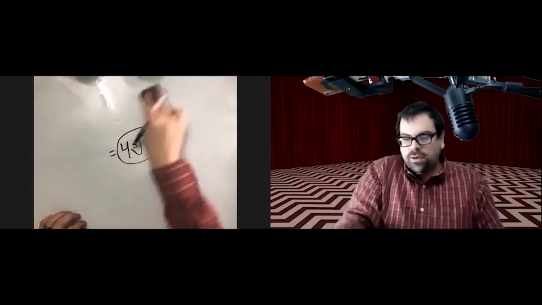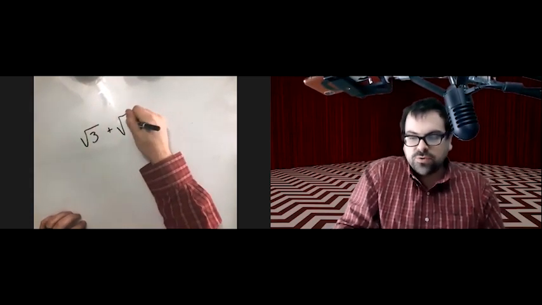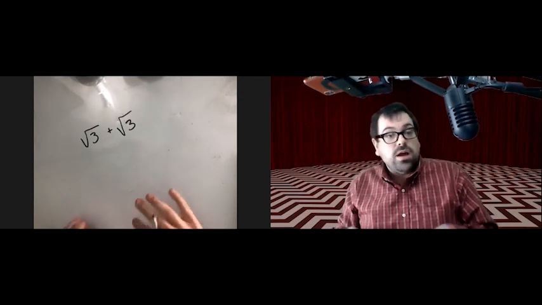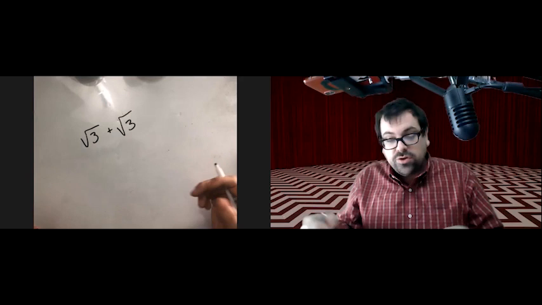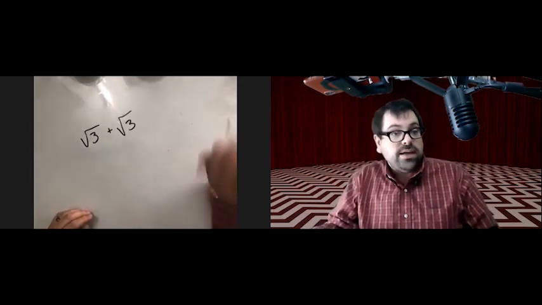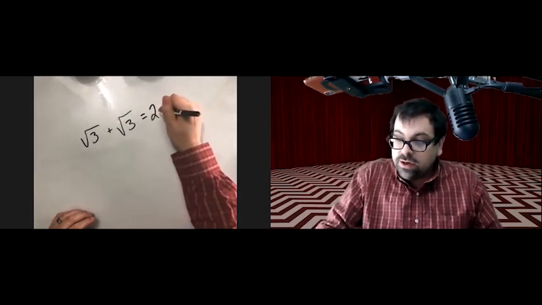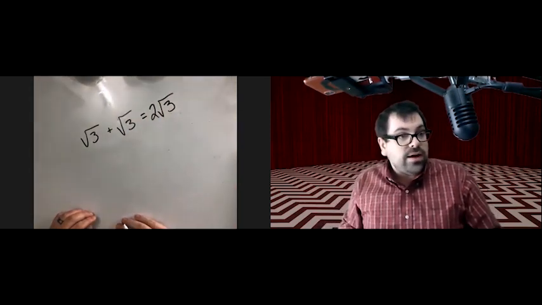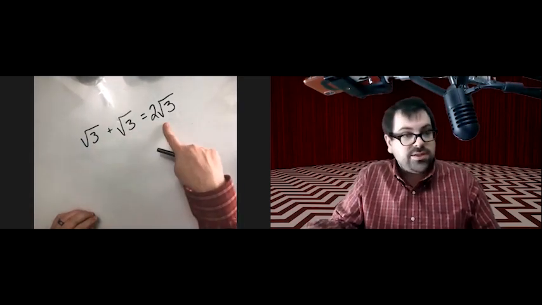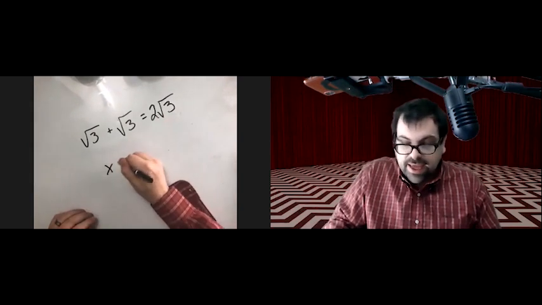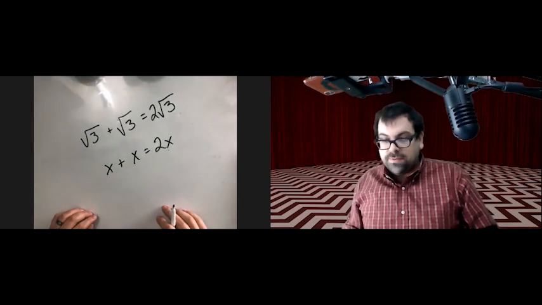If we had radical 3 plus radical 3, this is not radical 6. Instead, just like x plus x would be 2x, radical 3 plus radical 3 would be 2 radical 3. One of them plus one of them is 2 of them. Just like x plus x equals 2x.